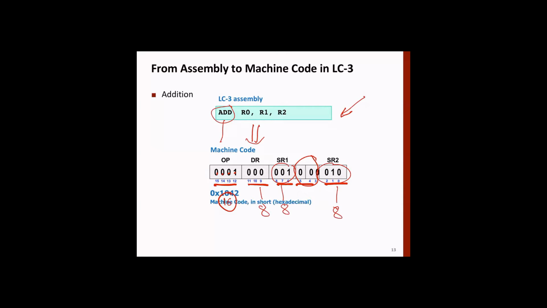Now in hex we can show this machine instruction as 1042. This is 1, this is 0, this is 4, and this is 2. Okay, so actually this is what will be executed.